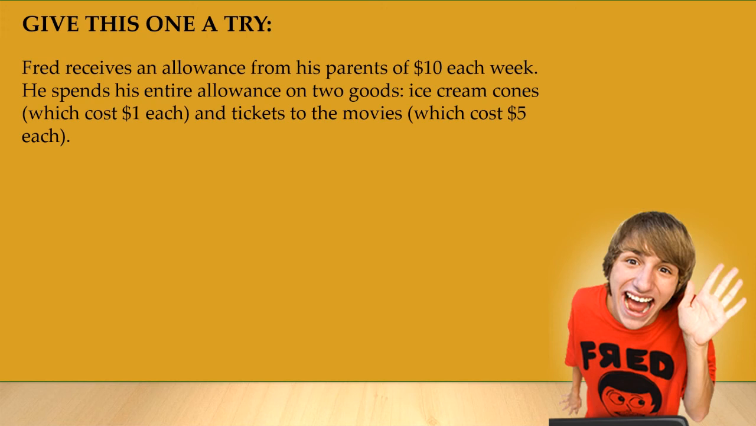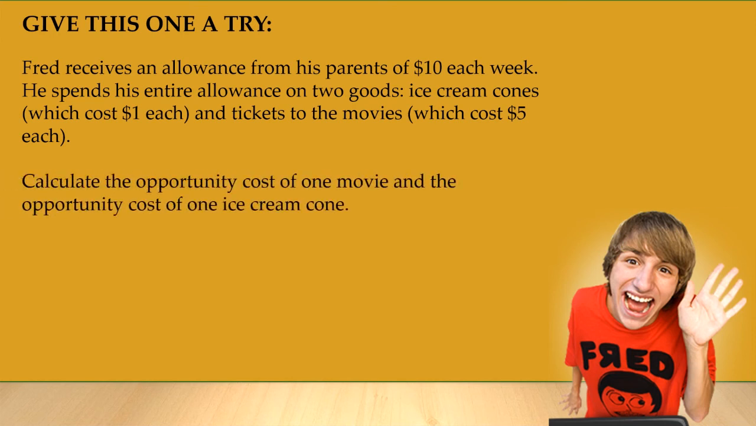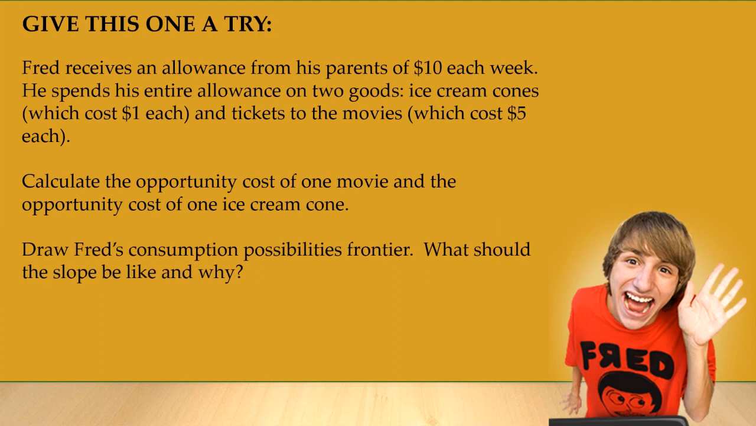So Fred receives an allowance from his parents of $10 a week. He spends his entire allowance on 2 goods: ice cream cones, which cost $1 each, and tickets to the movies, which cost $5 each. What I'd like you to do is to calculate the opportunity cost of 1 movie and the opportunity cost of 1 ice cream cone. As you do this, draw Fred's consumption possibility frontiers, and what should the slope be like and why.